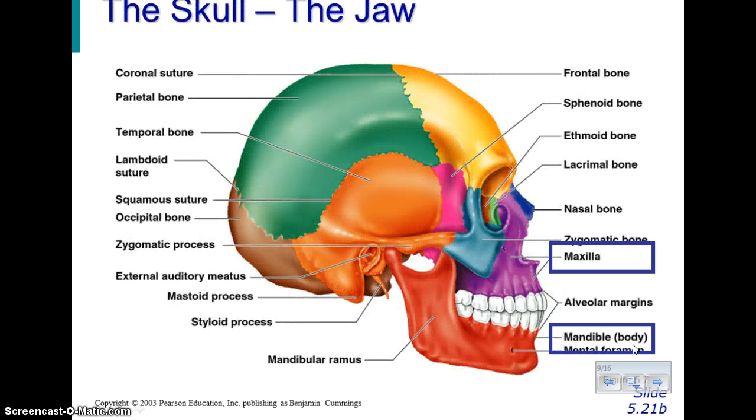Moving to the jaw then, we have the maxilla on the top, that's the purple part, and the mandible on the bottom. And again, we see a foramen in here, just an opening.